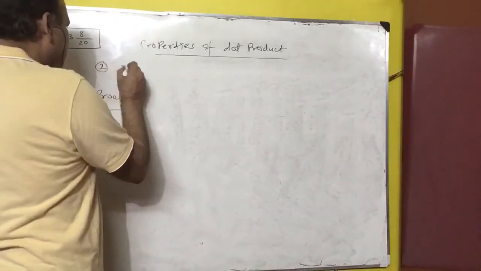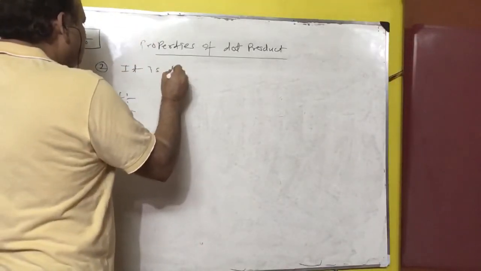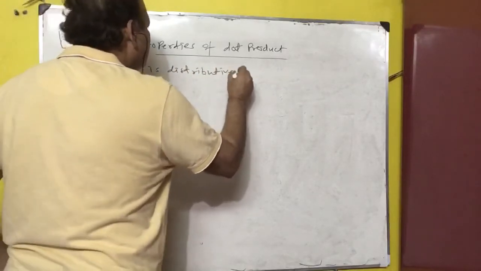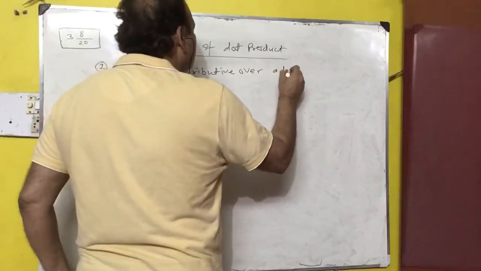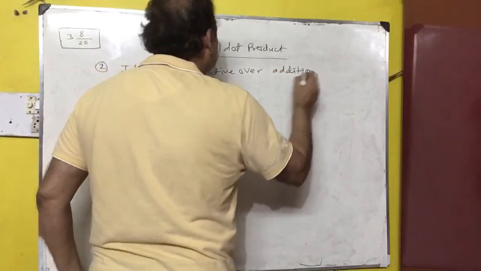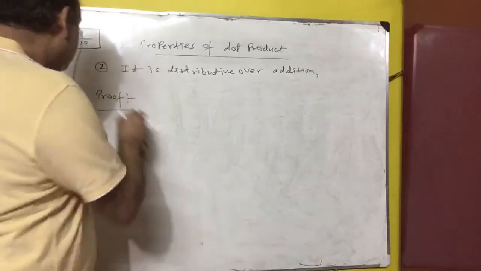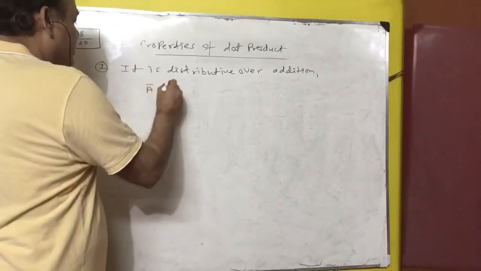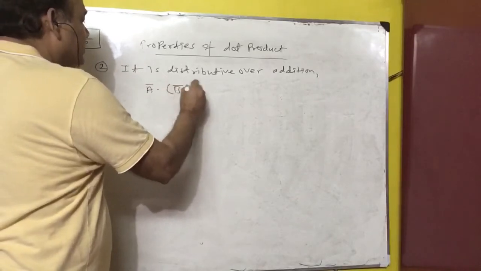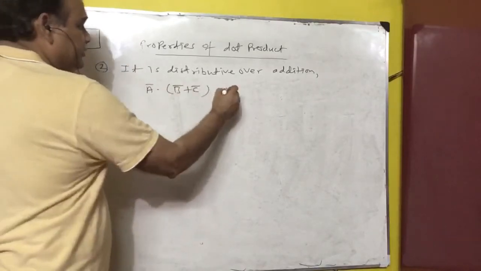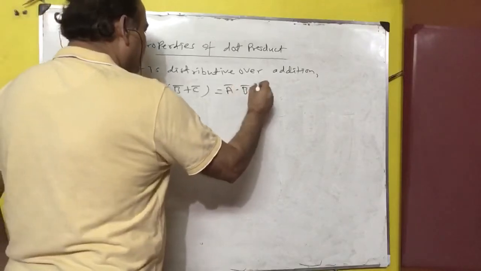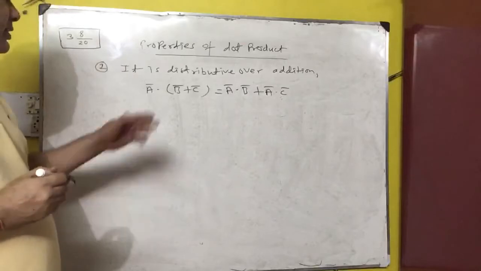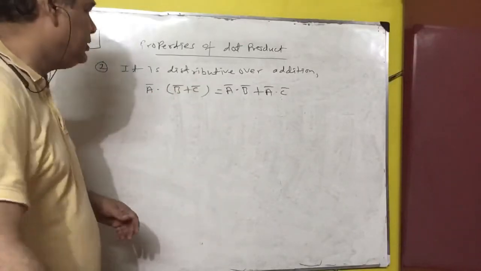It is distributive over addition. Distributive over addition means A vector dot (B vector plus C vector) है. So it is A vector dot B vector plus A vector dot C vector. अलग अलग मल्टीप्लाई हो सकता है, राइट.